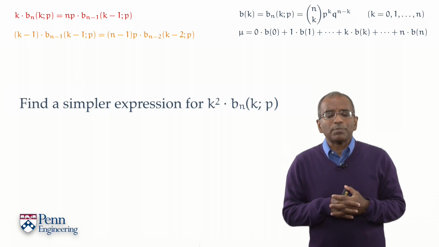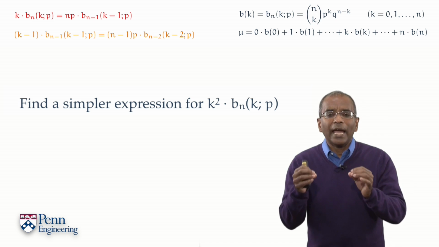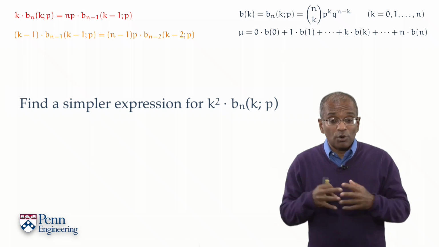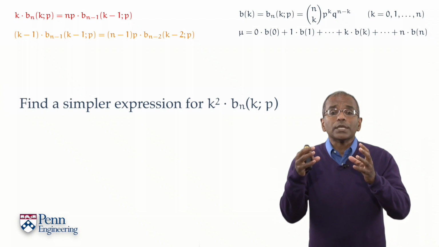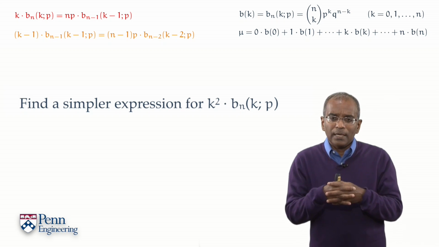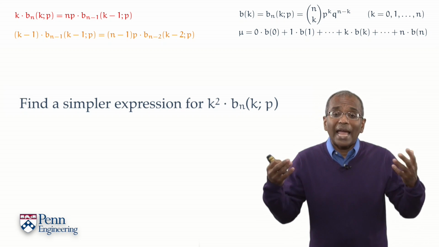Find a simpler expression for k squared times bn of k. You're going to keep p fixed but arbitrary, and what you would like to do is find an expression for k squared times bn of k in terms of an expression involving, of course, k and n.